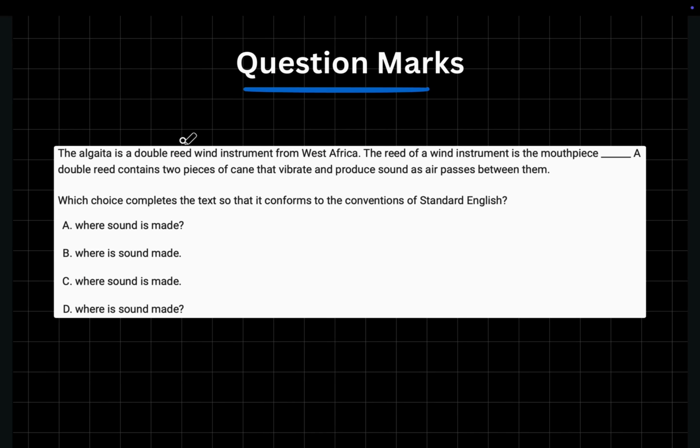Take a look at this question here. It says, the algaita is a double reed wind instrument from West Africa. The reed of a wind instrument is the mouthpiece. Okay, so we can see that this is giving us a statement. So if we say, where is sound made, that wouldn't really make sense because that would mean we would be asking a question. So we can cancel choice B and D out. And also, choice A uses a question mark. So we'll cancel that out as well because this is a statement, not a question, meaning the correct answer is choice C.